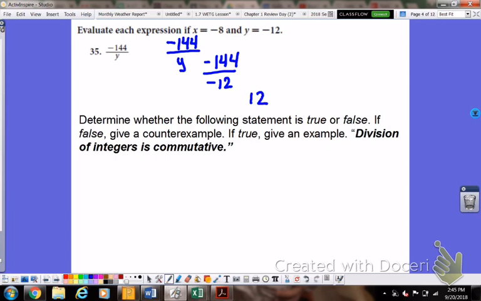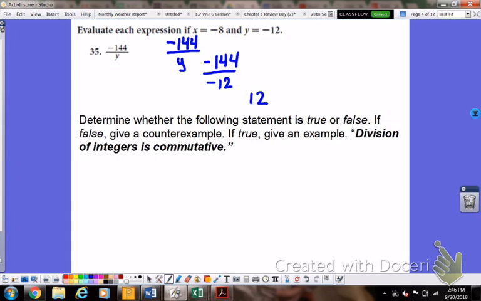Your last question, nice word problem for you. Determine whether the following statement is true or false. If false, give a counterexample. Okay, so we want to decide if it's true or false. If it's false, we need to give a counterexample. If you need a little vocab review, remember that counterexample meant an example that proves that it's false. If it's true, we still want to give an example.